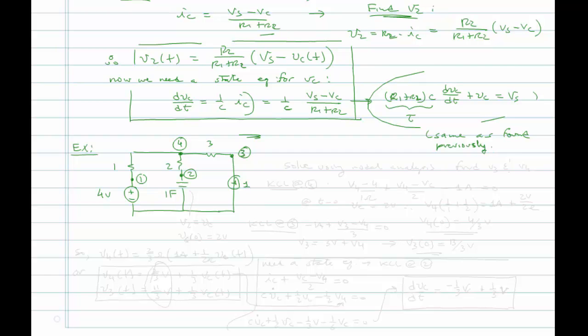Okay, and we'll say that this capacitor has initial voltage of V2. Oh, V2 is going to be, I'm sorry, not initial, take that back. V2 is equal to VC, and it has an initial voltage of 2 volts. Okay, so the task is to solve using nodal analysis.